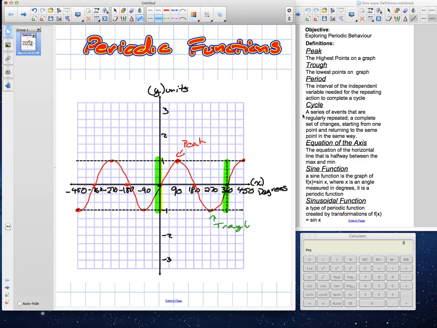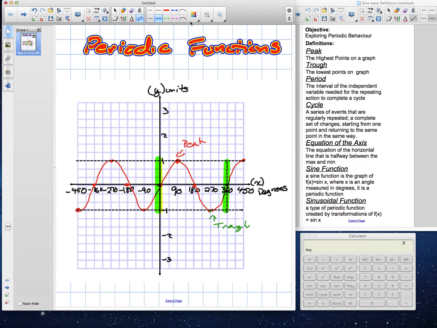Cycles are things that continuously repeat. So a series of events that are regularly repeated, a complete set of changes starting from one point and returning to the same point in the same way. That's what we just talked about. Period and cycle are very, very similar. The only thing is we really only talk about one period of a function. You can talk about several cycles.